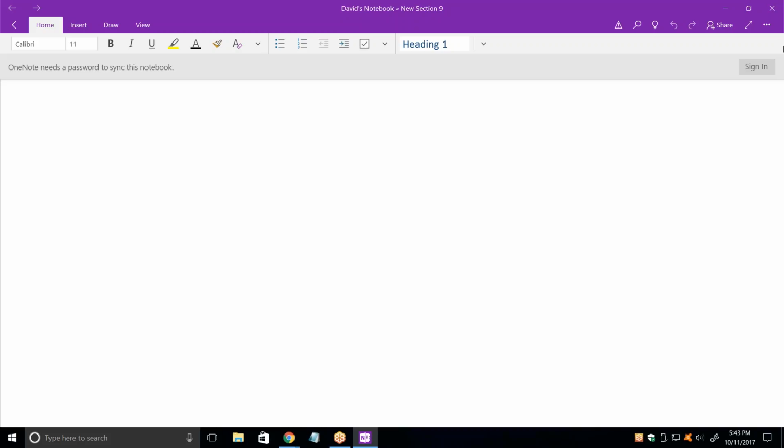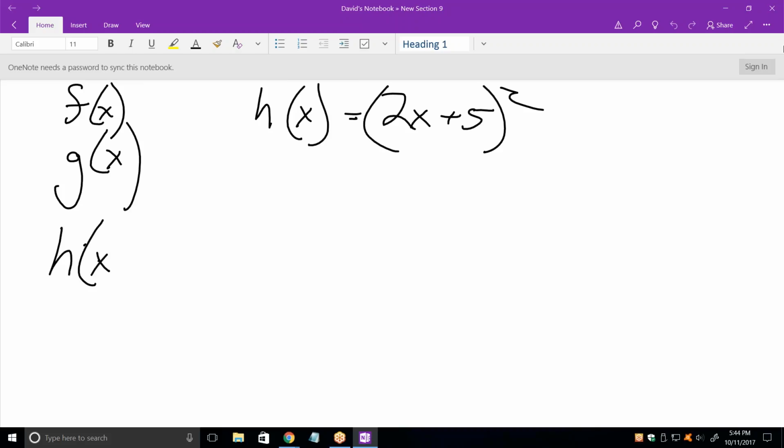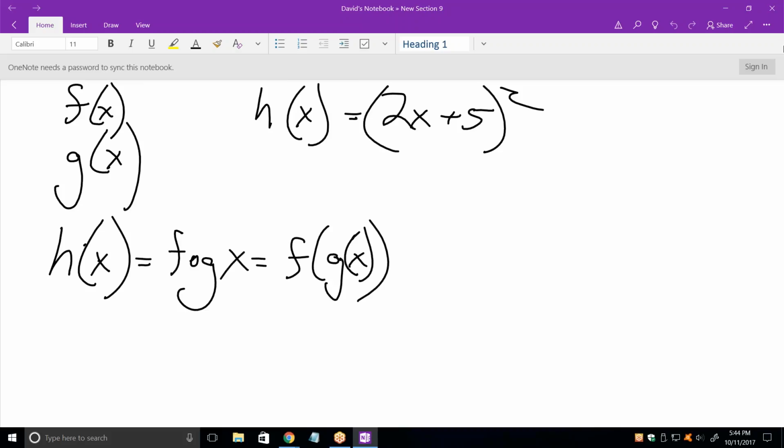So this one says find f of x and g of x such that h of x equals f of g of x. And the equation is h of x equals (2x plus 5) squared. The whole thing is in parentheses. Did you get the equation there? H of x is equal to f of g of x. So f∘g of x is the same as f of g of x. So you have g∘f and you have f∘g.